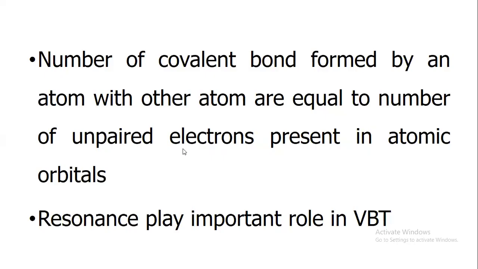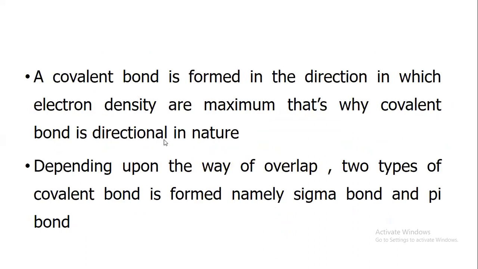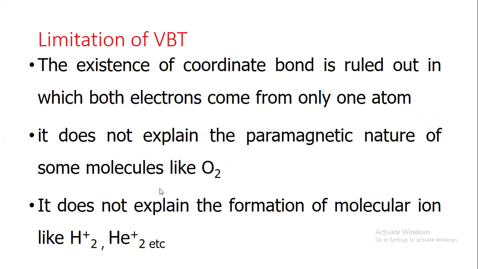Resonance plays an important role in valence bond theory. Paired electrons do not form covalent bonds; however, they can form covalent bonds if made unpaired by excitation. A covalent bond is formed in the direction in which electron density is maximum. That's why a covalent bond is directional in nature. Depending upon the way of the overlap, two types of covalent bond are formed, namely sigma bond and pi bond.